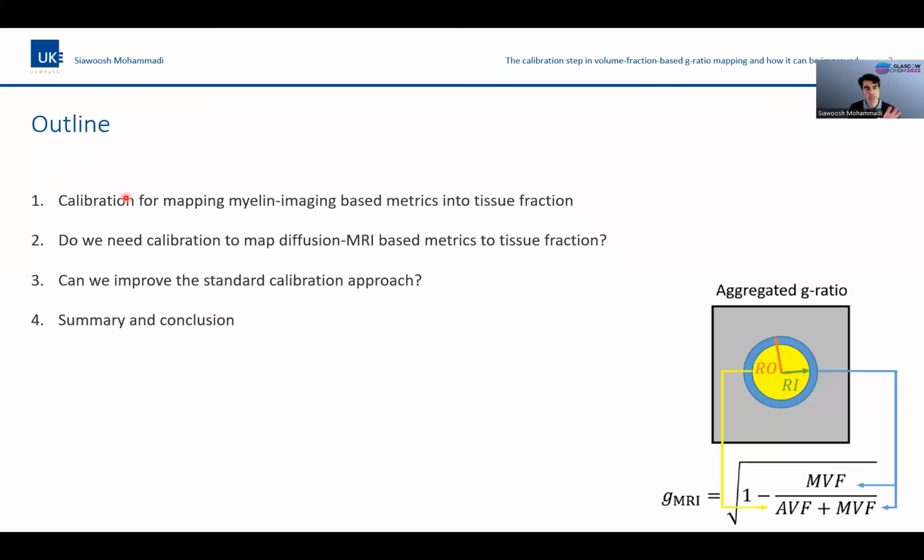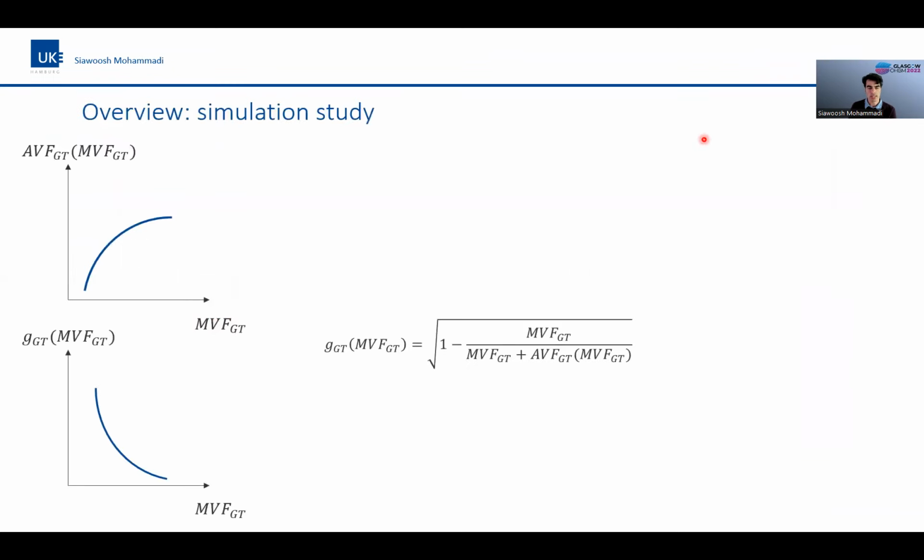The first one is: is the calibration that is currently standardly used for myelin imaging sufficient to estimate the tissue fractions? Then we will look at whether we need also a calibration to estimate the tissue fractions from diffusion-based quantities. And finally, we will introduce a new calibration approach, which accounts for more calibration parameters than the standard one. And I will sum up. Okay, let's start with the myelin imaging question.